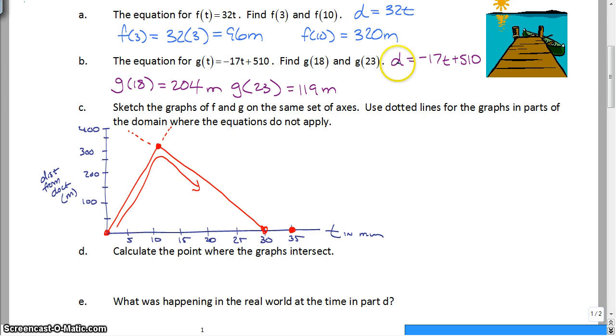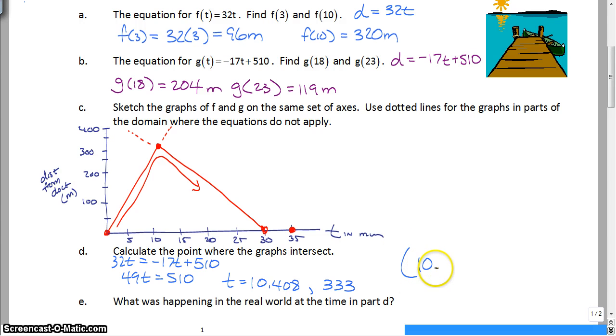Remember, this is like distance. So all you have to do for part D is just set the two equations equal to each other. So we could just say 32t is equal to negative 17t plus 510. Add the 17 to this side, and we're going to have 49t is equal to 510. And we're going to find out that the time t is approximately 10.408. And if we were to substitute that back in, we would find out that the distance is approximately 333 meters away.